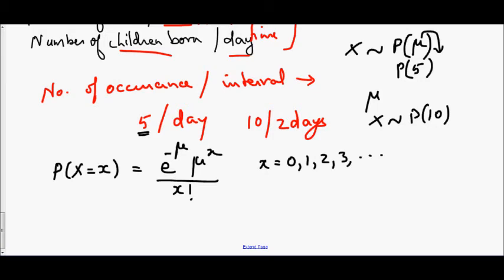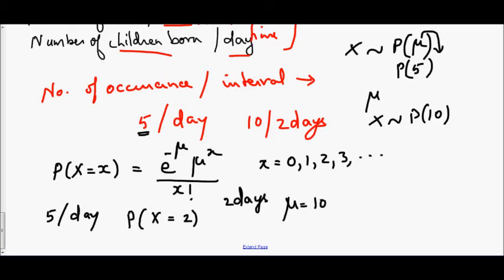If we say that there are 5 children born per day, and your question is asking for the probability of having 2 children born on 2 days, right? What is the probability that x is equal to 2 when we are considering 2 days? So in this case, mu would be 10, and then your formula for P of x equal to 2 would be e to the power of minus 10, 10 to the power of 2 divided by 2 factorial.